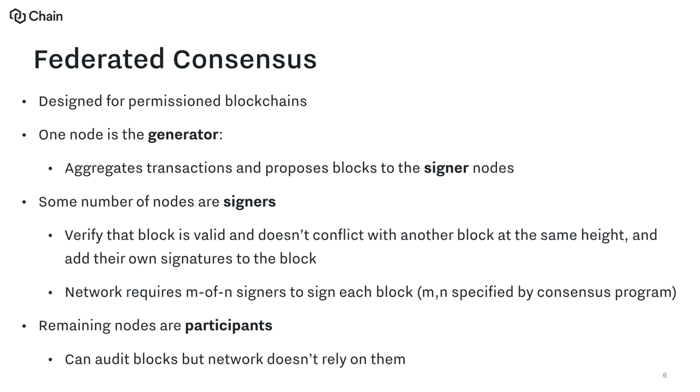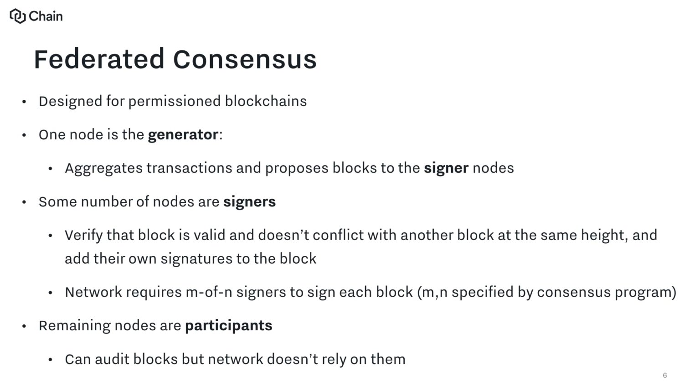Then some number of nodes are signers, and this might include the generator itself. A generator node can also be a signer node. These signers are responsible for verifying that the block is valid, so all the transactions inside it are valid, but also for making sure that there isn't another conflicting block at the same height. Once it's validated these transactions, it will add its own signature to the block and then send that signed block back to the generator.